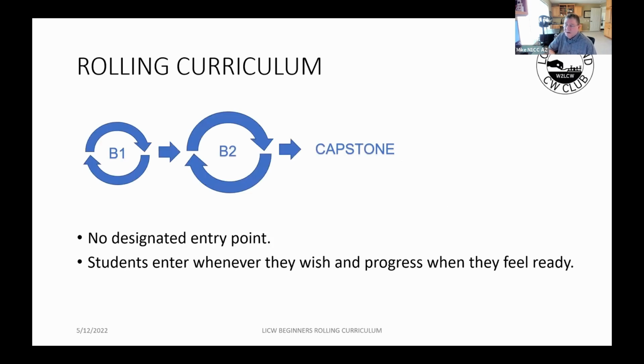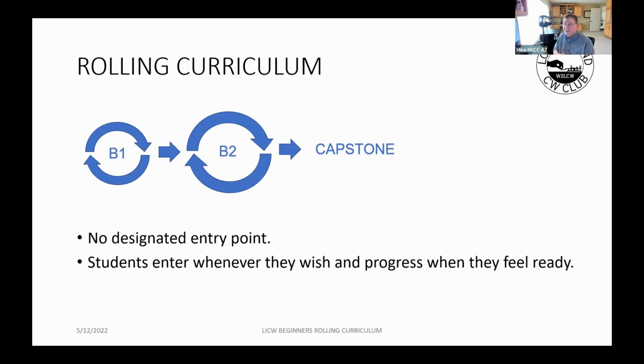Now, these are standalone lessons that are grouped in what can be thought of as a carousel. And the carousel goes around and around. There's no beginning, there's no end. Students jump on whenever they wish, they come off whenever they like, and they progress whenever they feel that they're ready. The beginner's two carousel is slightly larger than the beginner's one.